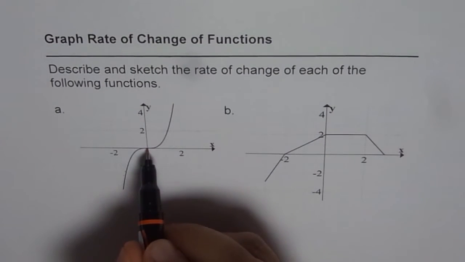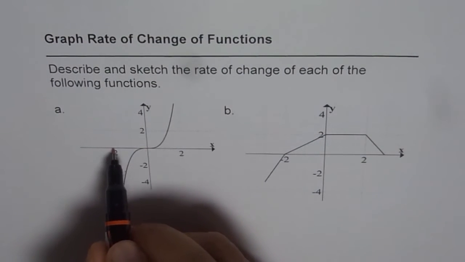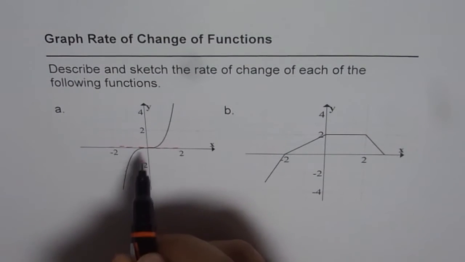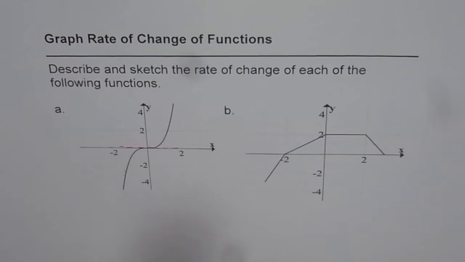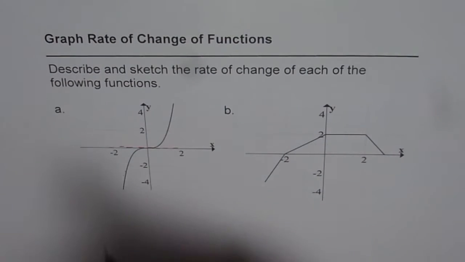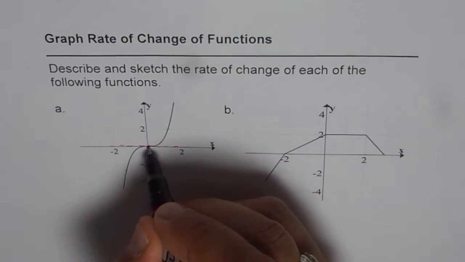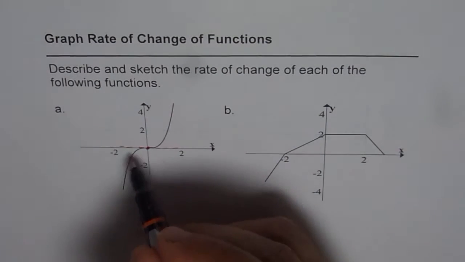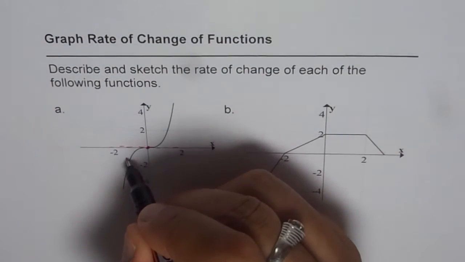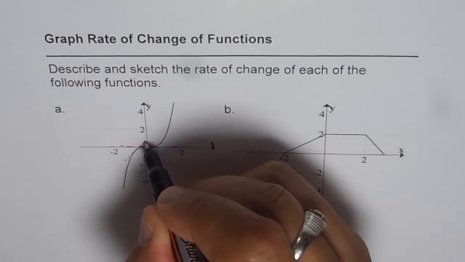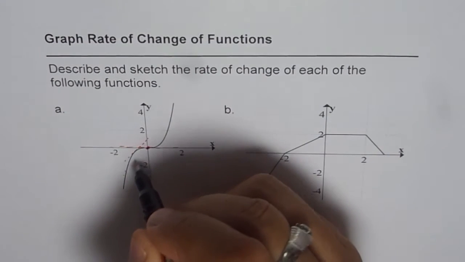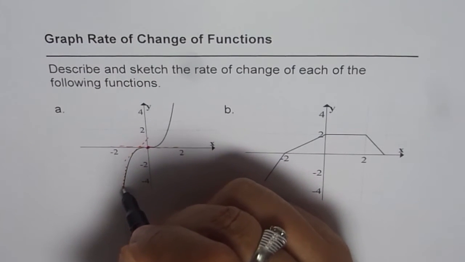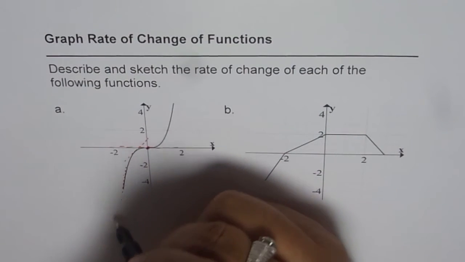Let's begin with the very center value. Here, if I draw a tangent, it will be a horizontal line. So it will correspond to a zero value. So rate of change will be zero at the origin. As we move towards the left side, you can see that the tangent here will have a positive slope. As we move more towards the left side, it will still have a positive slope but much higher slope.